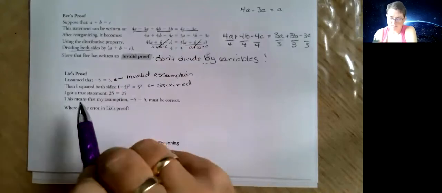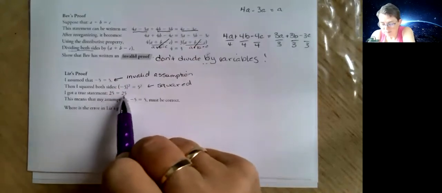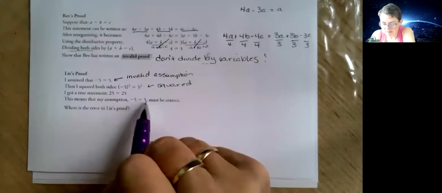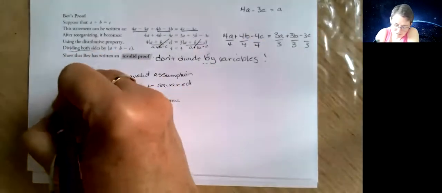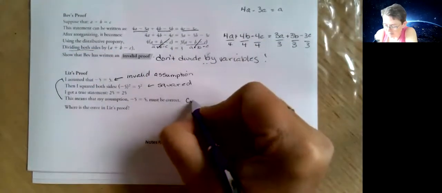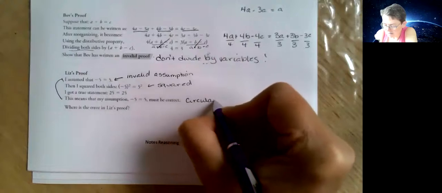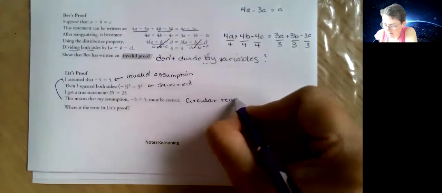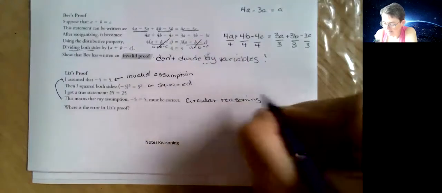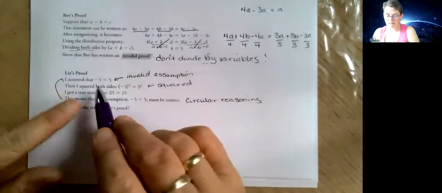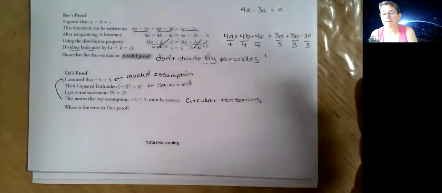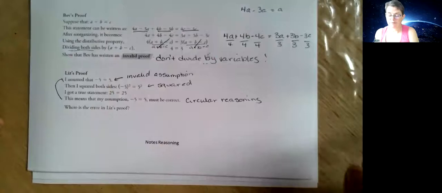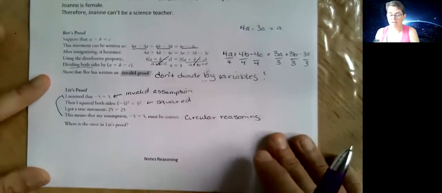And I got a true statement, and it is true that 25 equals 25. But that says this must be correct. Well, no, this is the example of circular reasoning. Yeah, not so good. But basically, that first step where you make some kind of assumption that doesn't make any sense, it should be at that point that your proof falls apart. So that's what to look for.